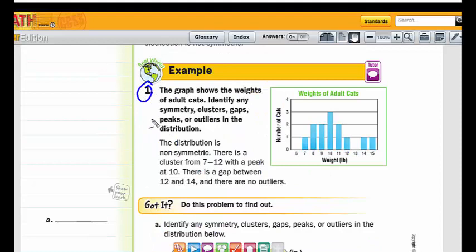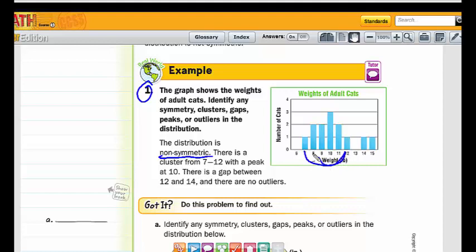Problem number 1. The graph shows the weights of adult cats. Identify any symmetry, clusters, gaps, peaks, or outliers in this distribution. So the first thing we would say is that it is non-symmetric because one side does not look like the other side. Secondly, we could say that there is a cluster from 7 to 12.